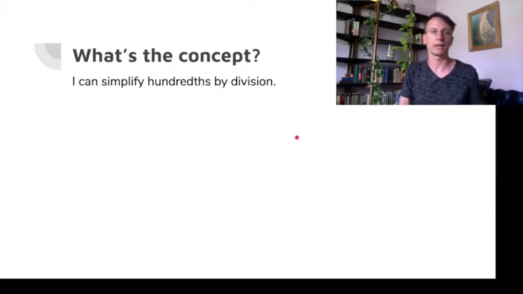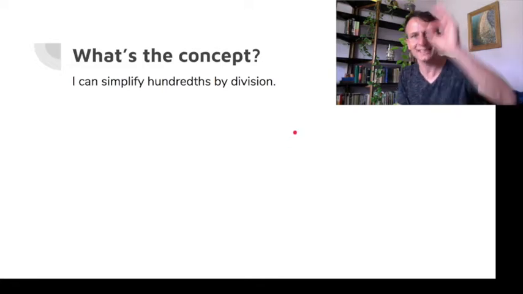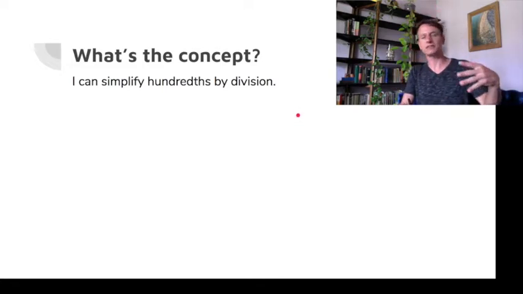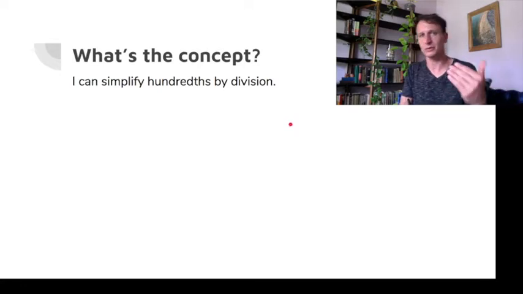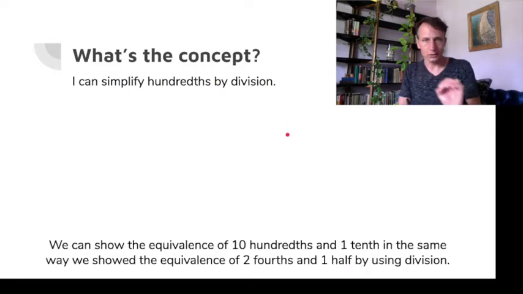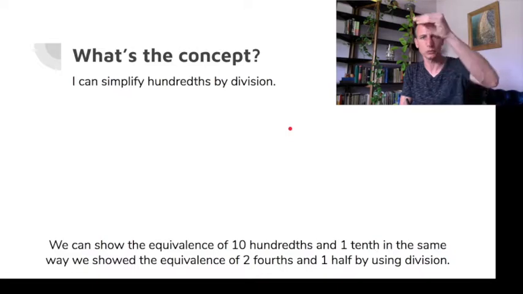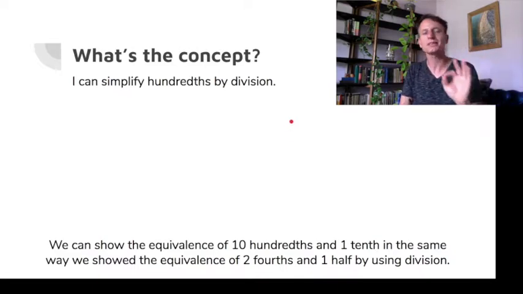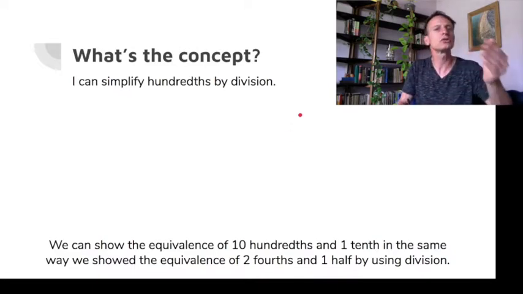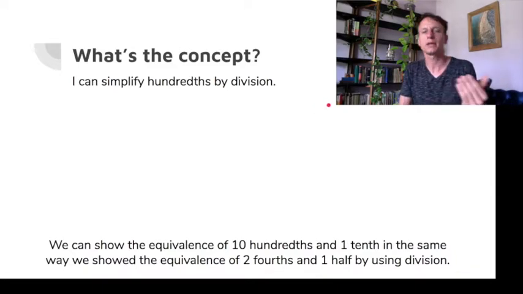Moving on. All right. We are going to simplify hundredths by division. We did this back when we were finding common denominators and equivalent fractions, and now we're just going to do it with the beauty of the decimals. Let's do it. We can show equivalence: 10 hundredths, picture that fraction, 10 hundredths equals 1/10. We know that, right? 10 pennies equals 1 dime. We can show it the same way we used to do something like 2/4 equals 1/2 by using division.